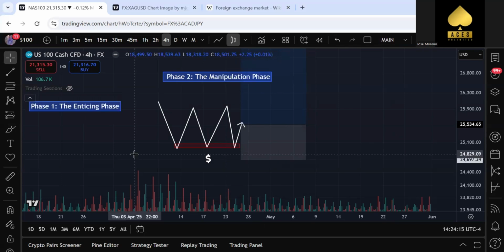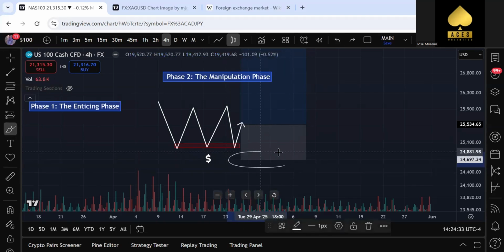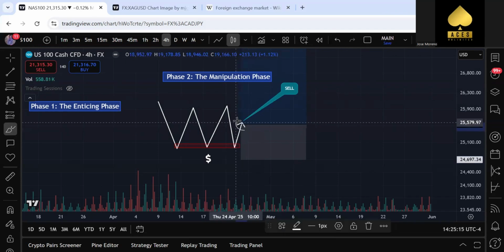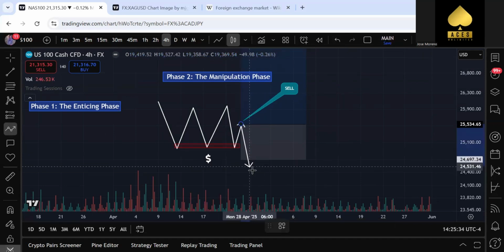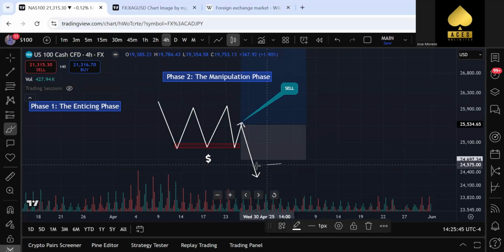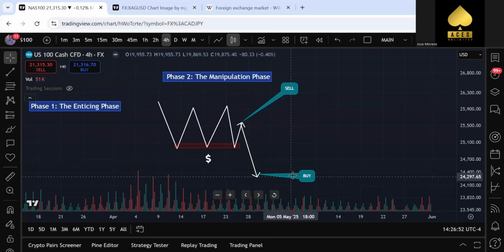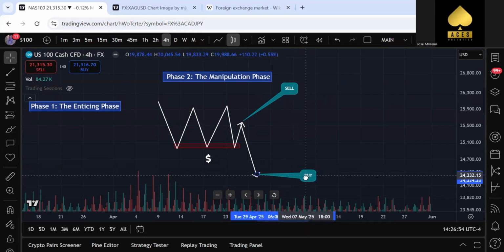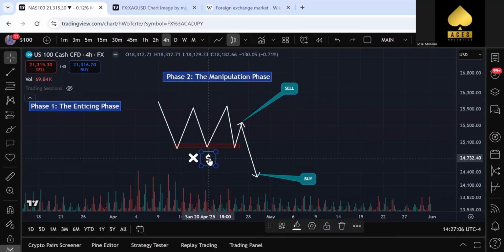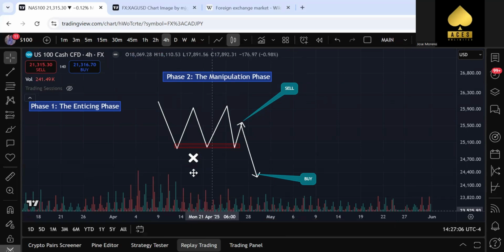This brings us into the manipulation phase, where the banks are looking to hunt these orders that are sitting below these lows. The banks will use their resources to sell large amounts of an asset and force the price down to reach those orders. And that's where phase two comes into play. Now, all these stop losses and pending orders have been hit, which allows the major banks and institutions to buy even more. All right, now this money has been cleared out, so we're going to replace it with an X.